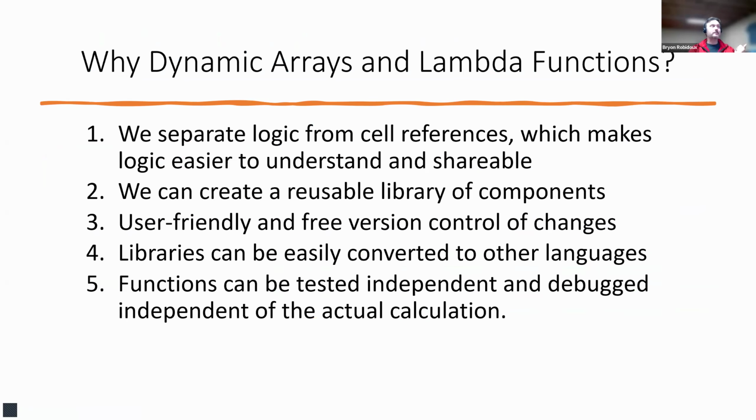So why is this so great? Because like I just said, we can separate logic from cell references, which makes logic easier to understand and shareable. We can create reusable library components because we don't need 50 actuaries making 1,000 different calculations all ourselves, and they're going to have thousands of errors. We can create one library that we're all confident in, we know works, plunk it into our spreadsheets, and use it for model validation. Life is good, right? We can use GitHub for version control, so we can version control all our business logic inside of our spreadsheets, because that's one of our massive problems.